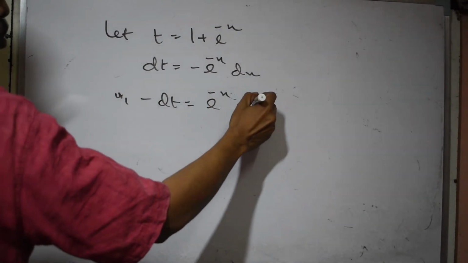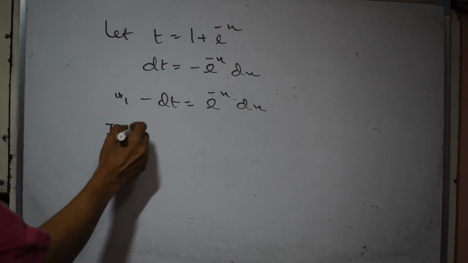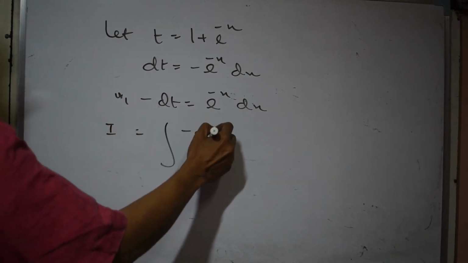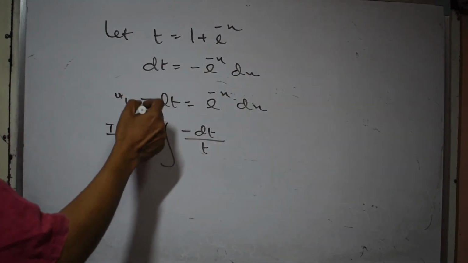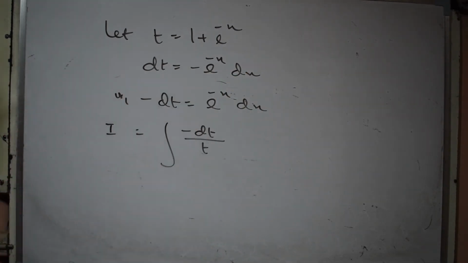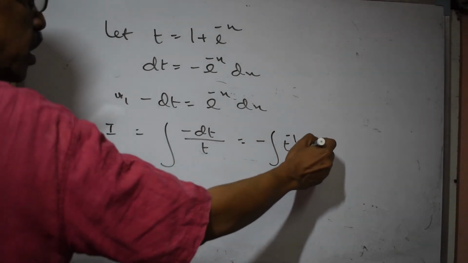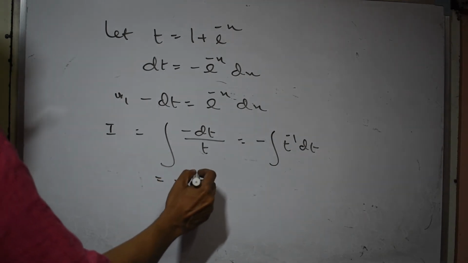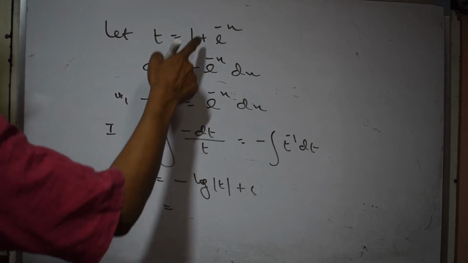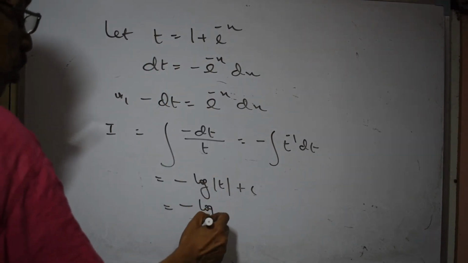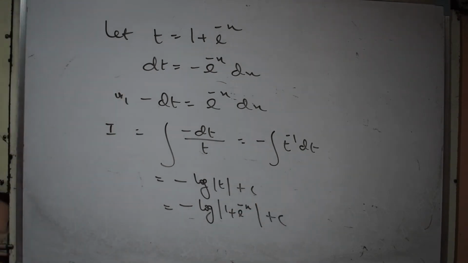So now look at the numerator. I think the numerator is this one. So your problem is now minus dt by t. Why? Because this part is the numerator after taking common, and this is minus dt, and the denominator is t. So you are getting t to the power minus 1 dt, which is log t. And what is t? t is this expression. So minus log of 1 plus e to the power minus x plus c. So this is your answer.